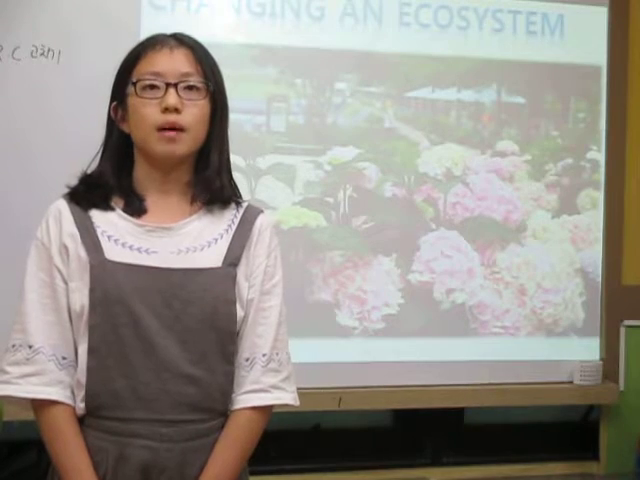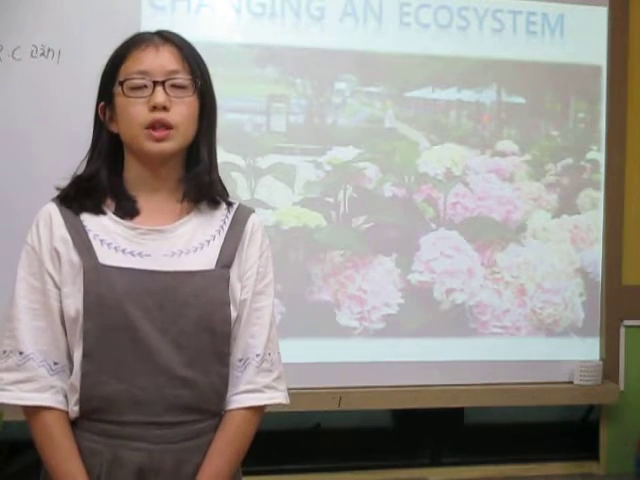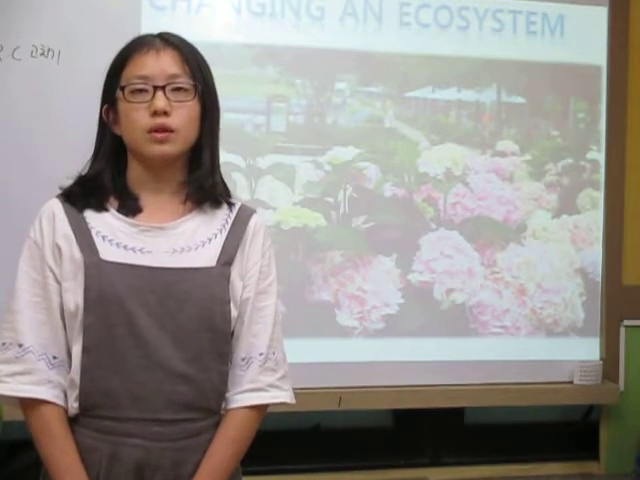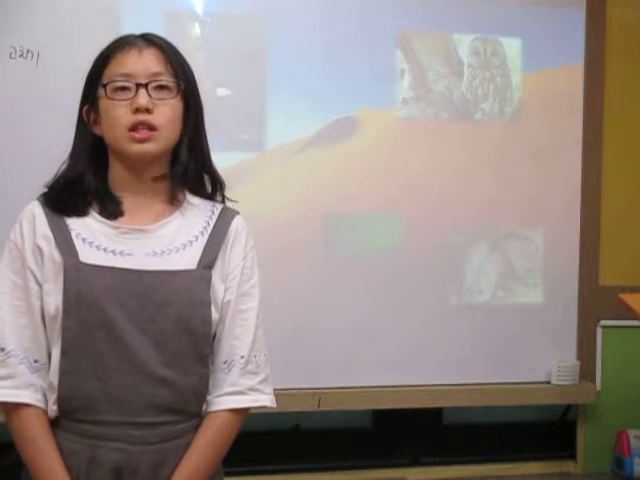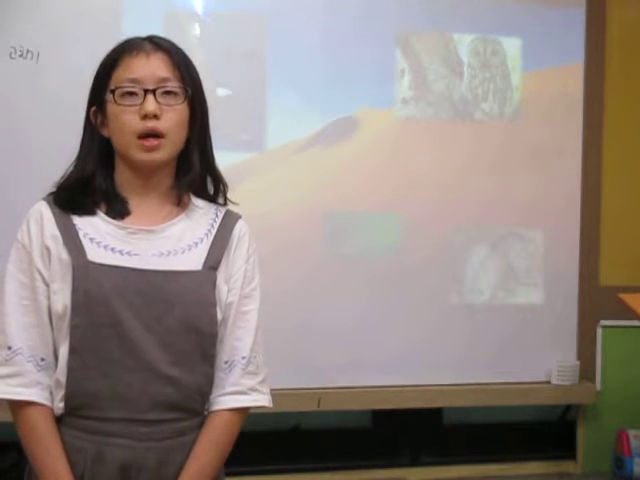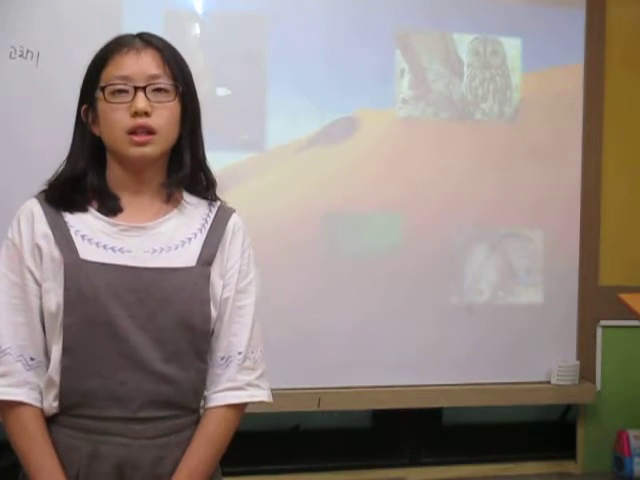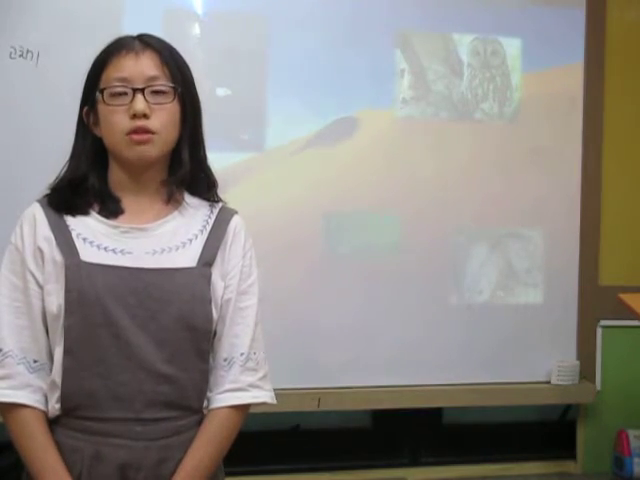Changing an ecosystem. Everything in an ecosystem works together. Changes in the ecosystem can affect everything in it. Think back to the desert scene. There was grass, a mouse, a snake, and an eagle. This plant and these three creatures formed part of a food chain.